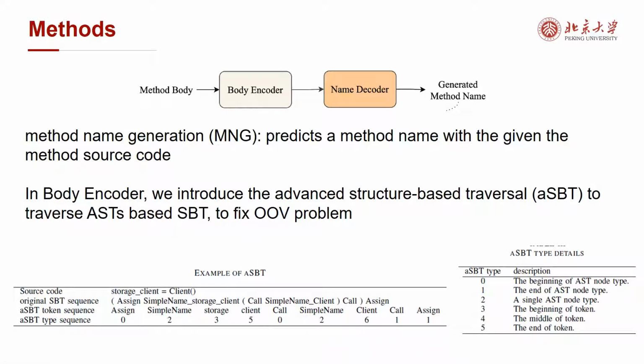So we design the Advanced Structure-Based Traversal to easily split the SBT sequence into two sequences. The first is the SBT token sequence. The second is the SBT type sequence. Through these, we can separate it and fix OOV, and also now we have a type sequence. We think this is clearer structural information of code. So we believe we can handle the semantic information and the structural information by our ASBT here.